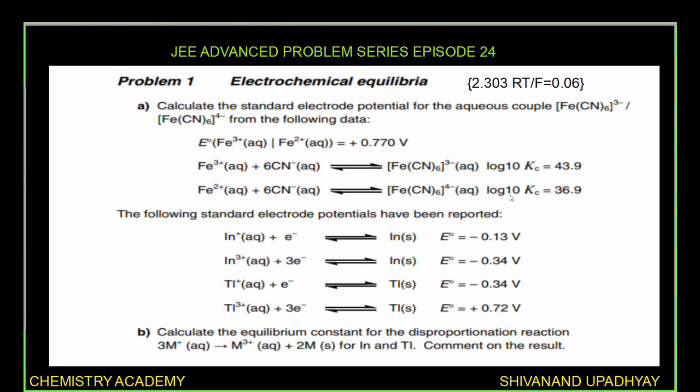So log here, 10 is the base, right? So log10 Kc means the value is given for the equilibrium constant. The following standard electrode potentials have been reported. So this is the first part, right?